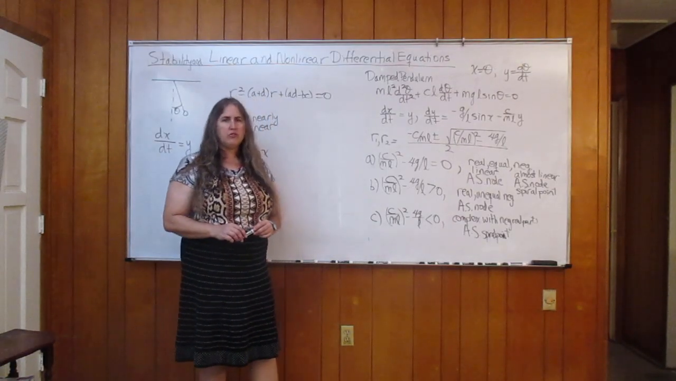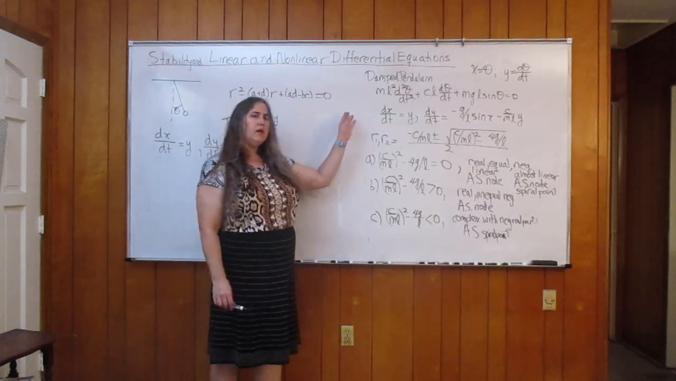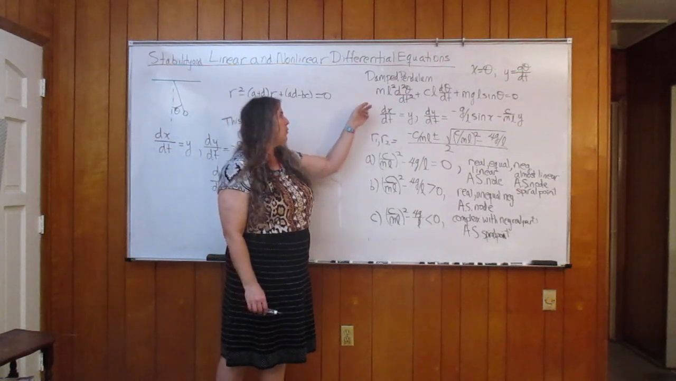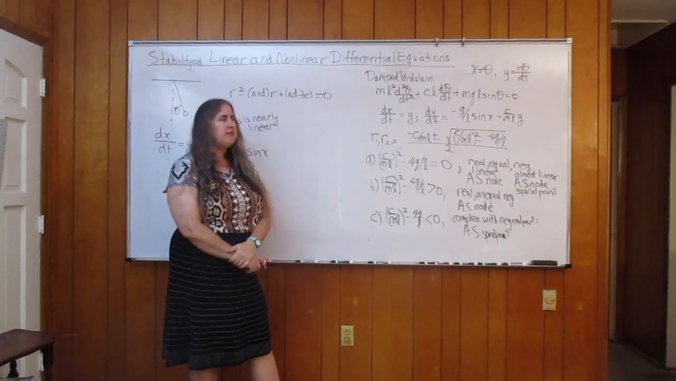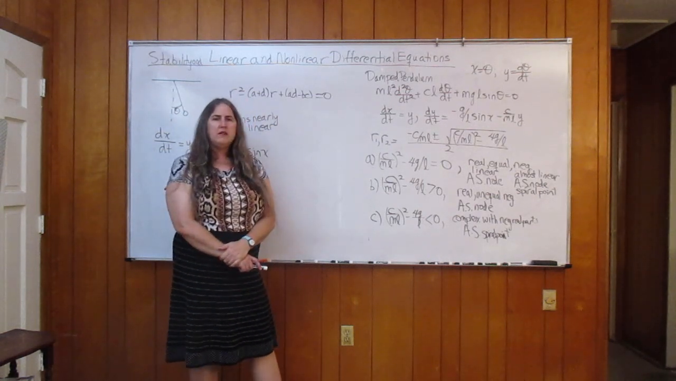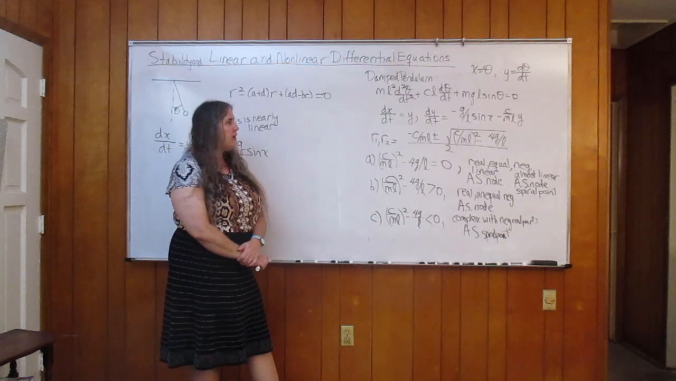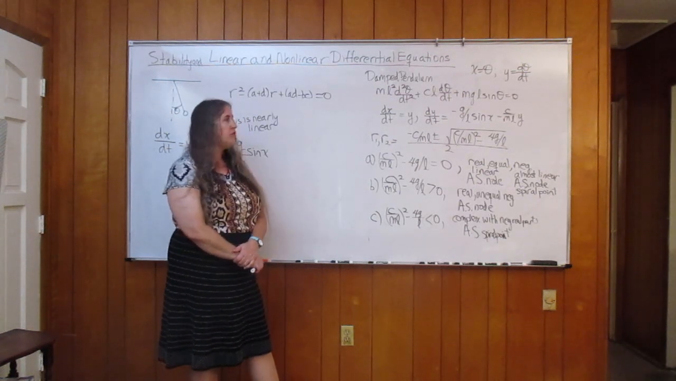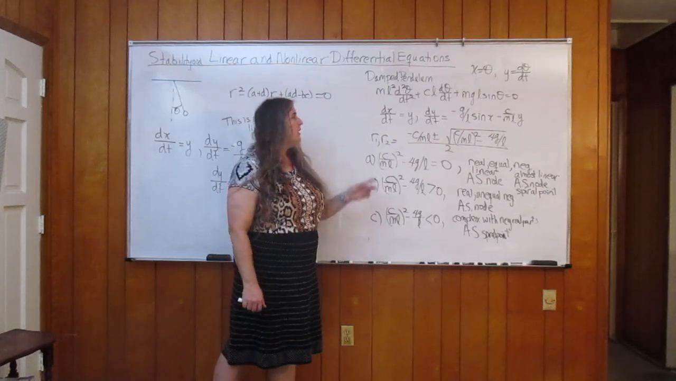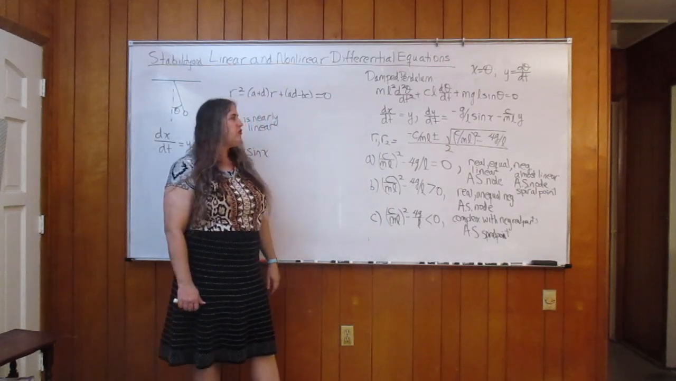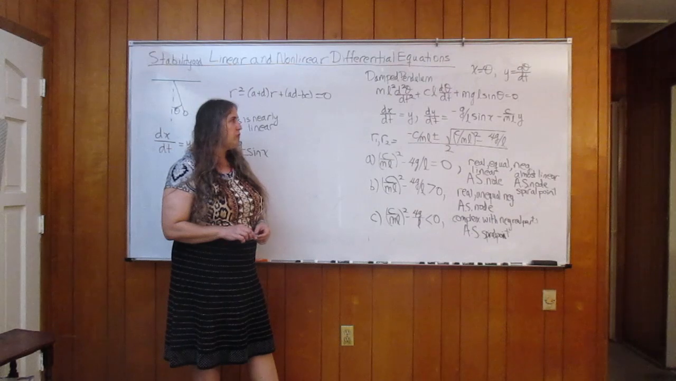Finally, we'll look at the damped pendulum problem. The motion of a damped pendulum is governed by the equation m L squared times the second derivative of theta with respect to time, plus c times L times the derivative of theta with respect to time, plus m g L sine theta is equal to 0. m represents mass, L is the length of the pendulum as before, c is the damping coefficient, and g, of course, is the acceleration due to gravity.